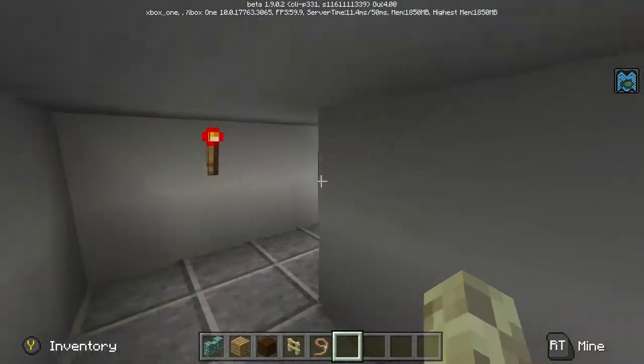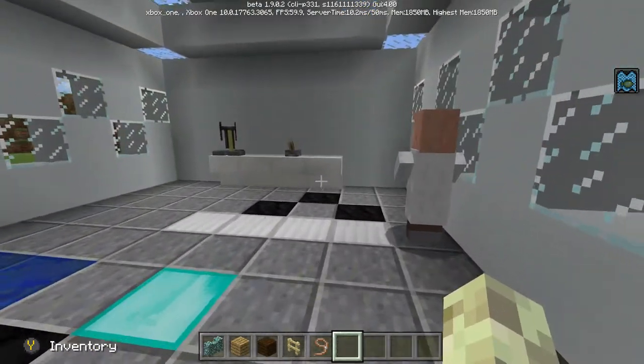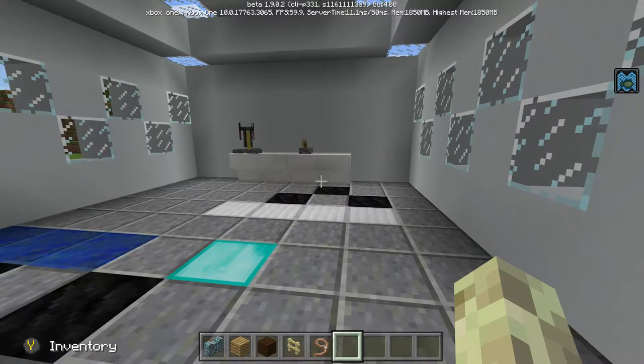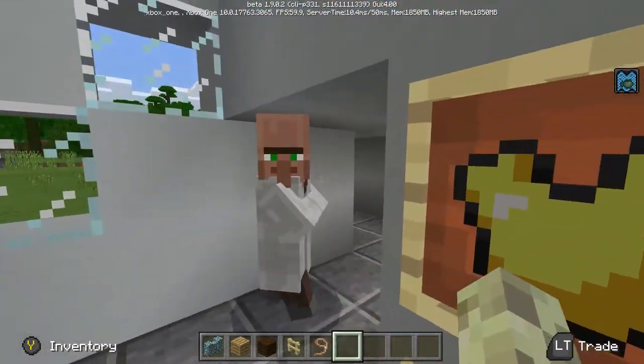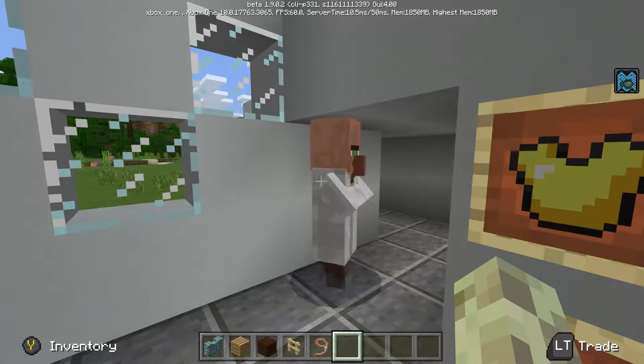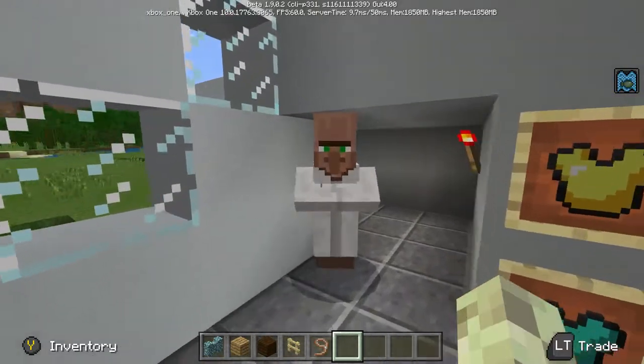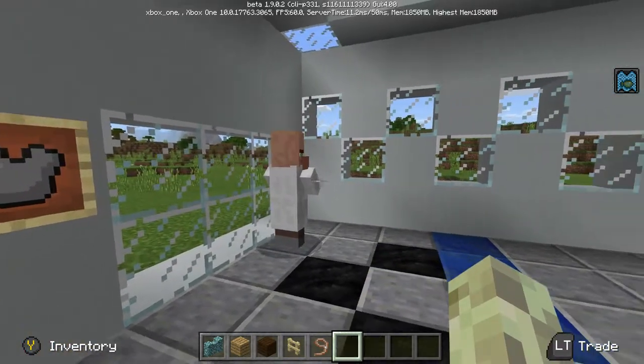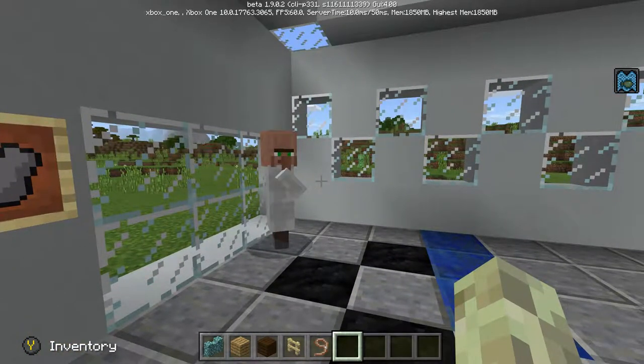It'd be nice if the door would work for once. So, we're going to be talking to this villager right here, and he likes to run off like a little person.